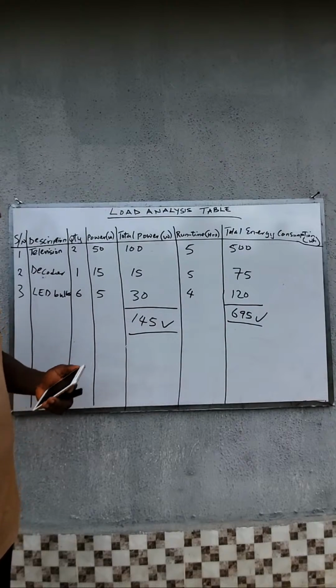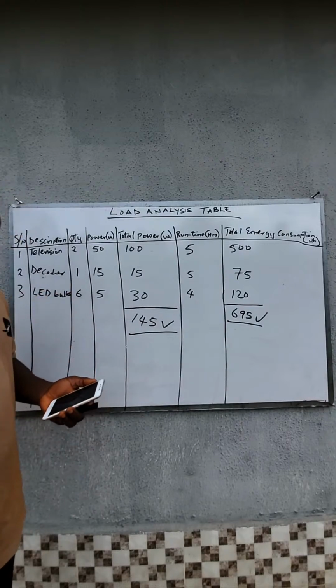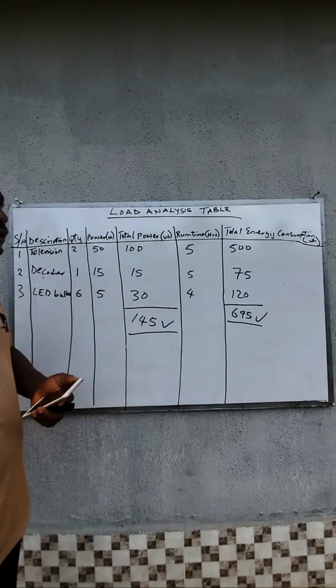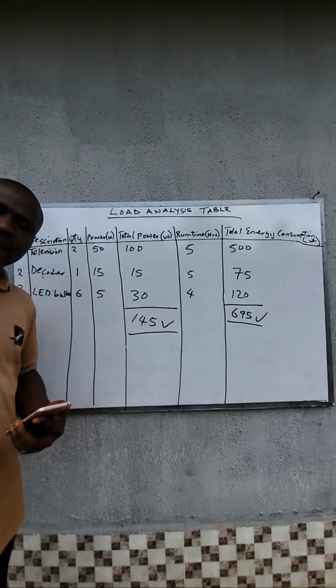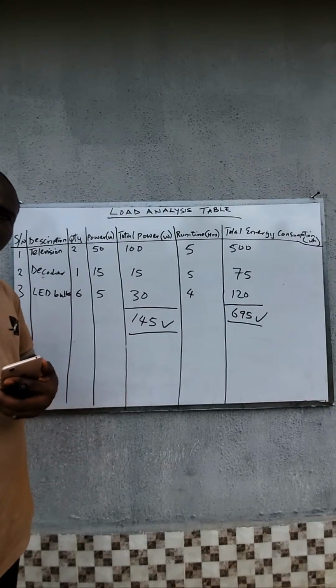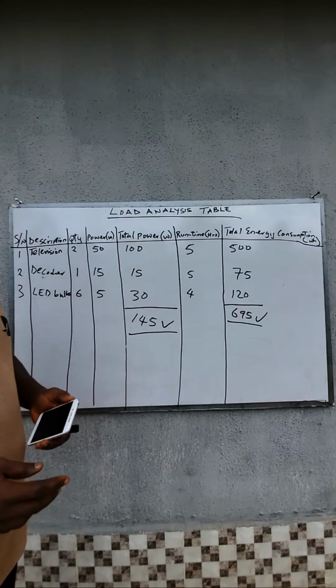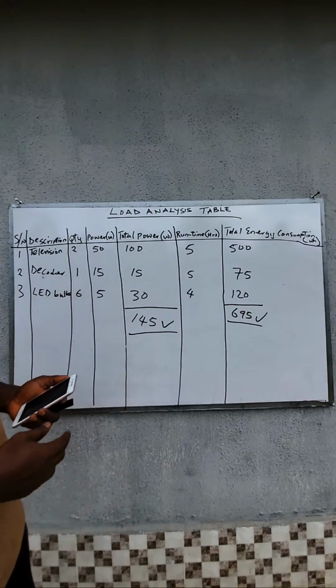Like here in Nigeria, we have, what's it called? We have Luminox, we have Deca, and other good brands. There are other good brands that you can make use of.